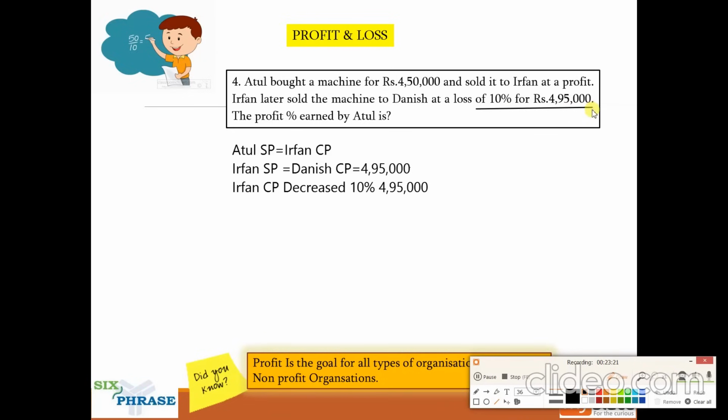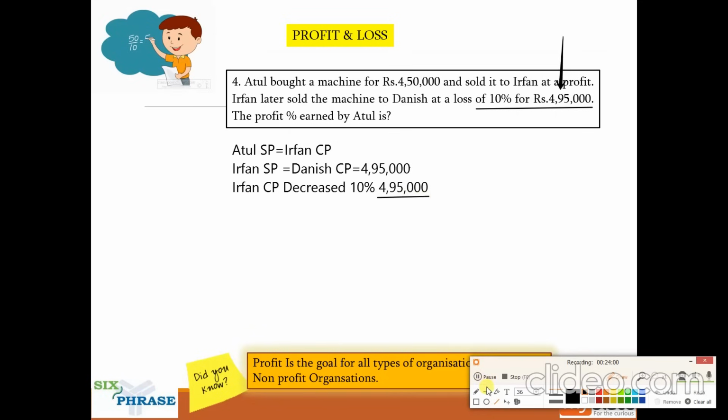Now Irfan's CP must be greater than this. Yes, Irfan's CP should be greater than this, right? Why? Because it is a loss transaction. You always know in a loss transaction, CP is greater than SP. Now, how do you find Irfan's CP? You take Irfan's CP and decrease it by 10%, you will get 4,95,000. It is as simple as that.